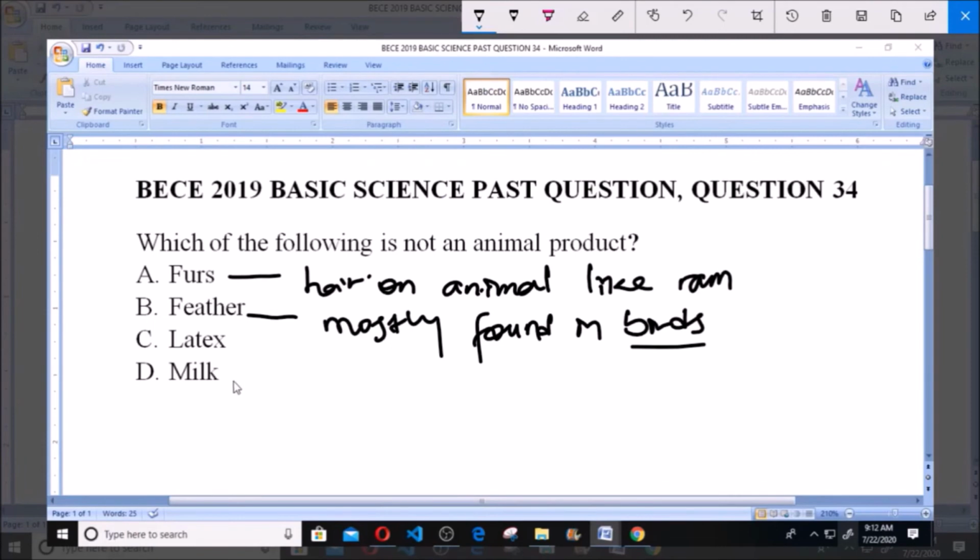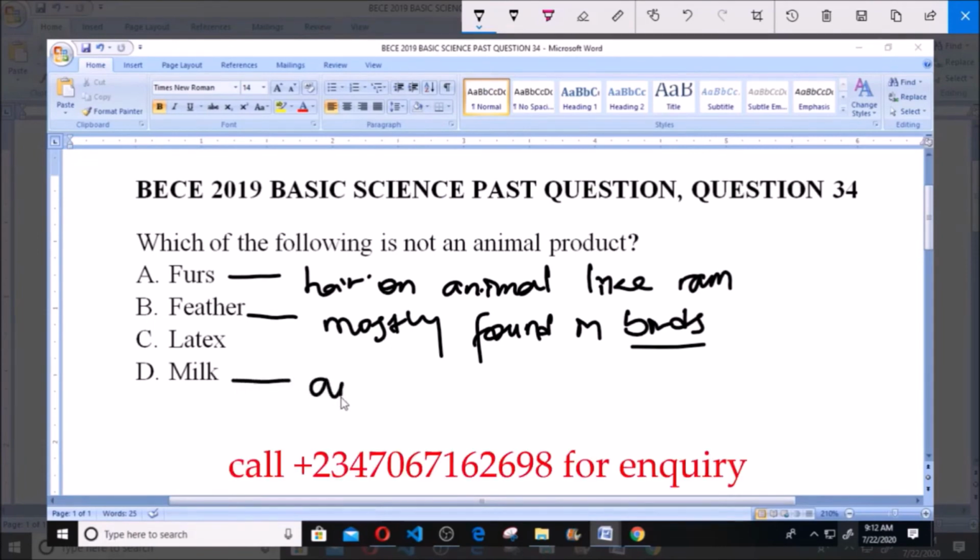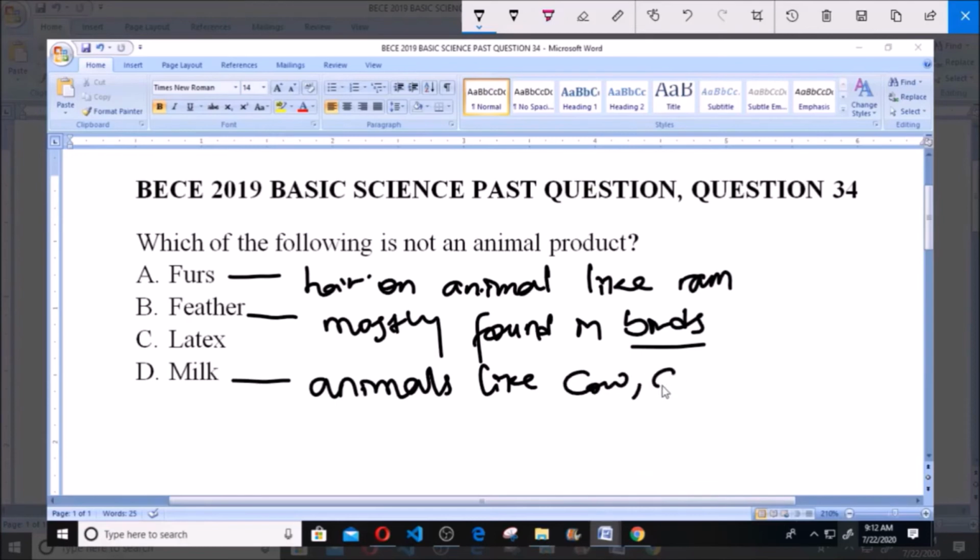Now D says milk. Milk is a product of animals like cows, goats, pigs. You find it from animals, so it is an animal product. So milk is an animal product.